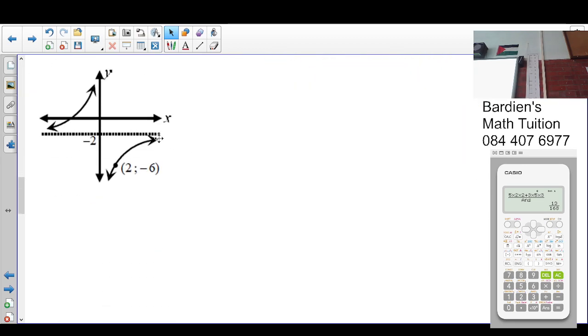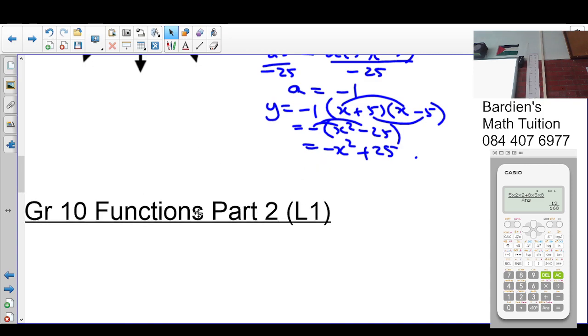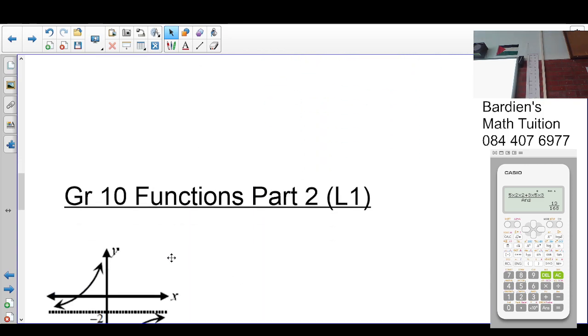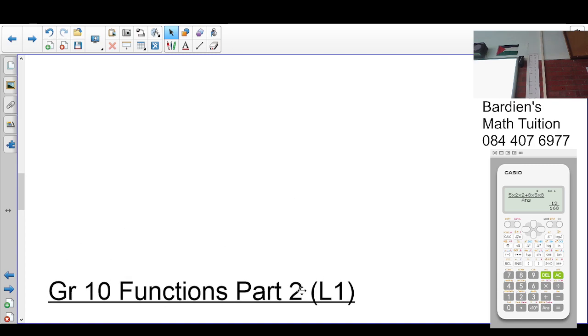So before we go into hyperbola graphs, let's do one where the intercepts are not given. The x-intercepts are not given. Did I do number 2 yesterday? Did I do this one?